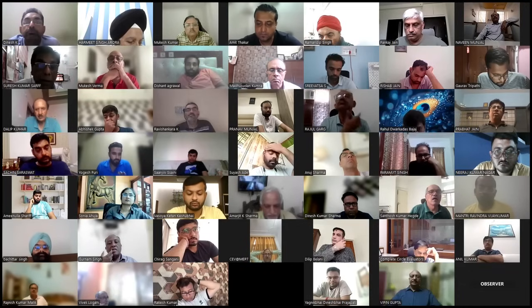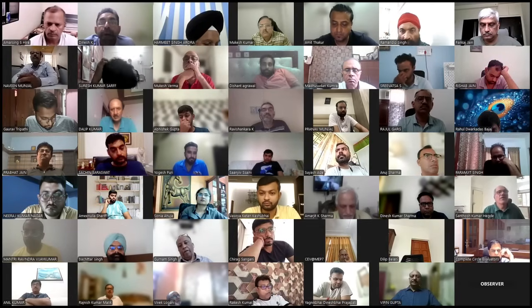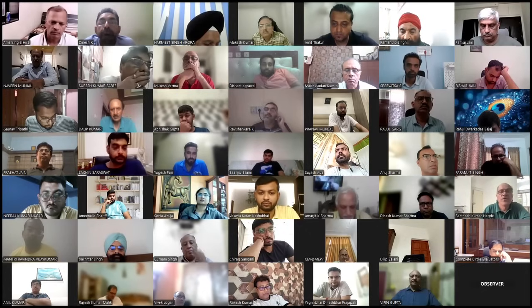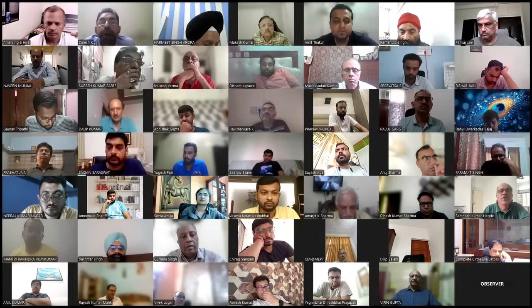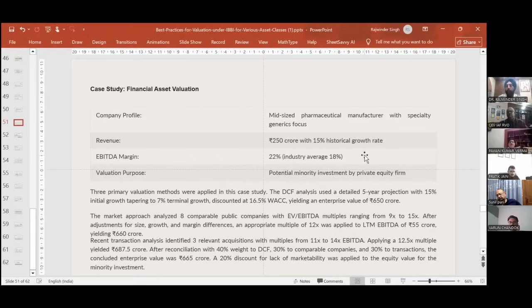And then the second method, we use the market approach, in which we analyzed 8 comparable public companies with EBITDA multiples ranging from 9 times to 15 times. After adjustment for size, growth, and margin differences, an appropriate multiple of 12 times was applied to LTM EBITDA of 55 crores, yielding a value of 660 crores.